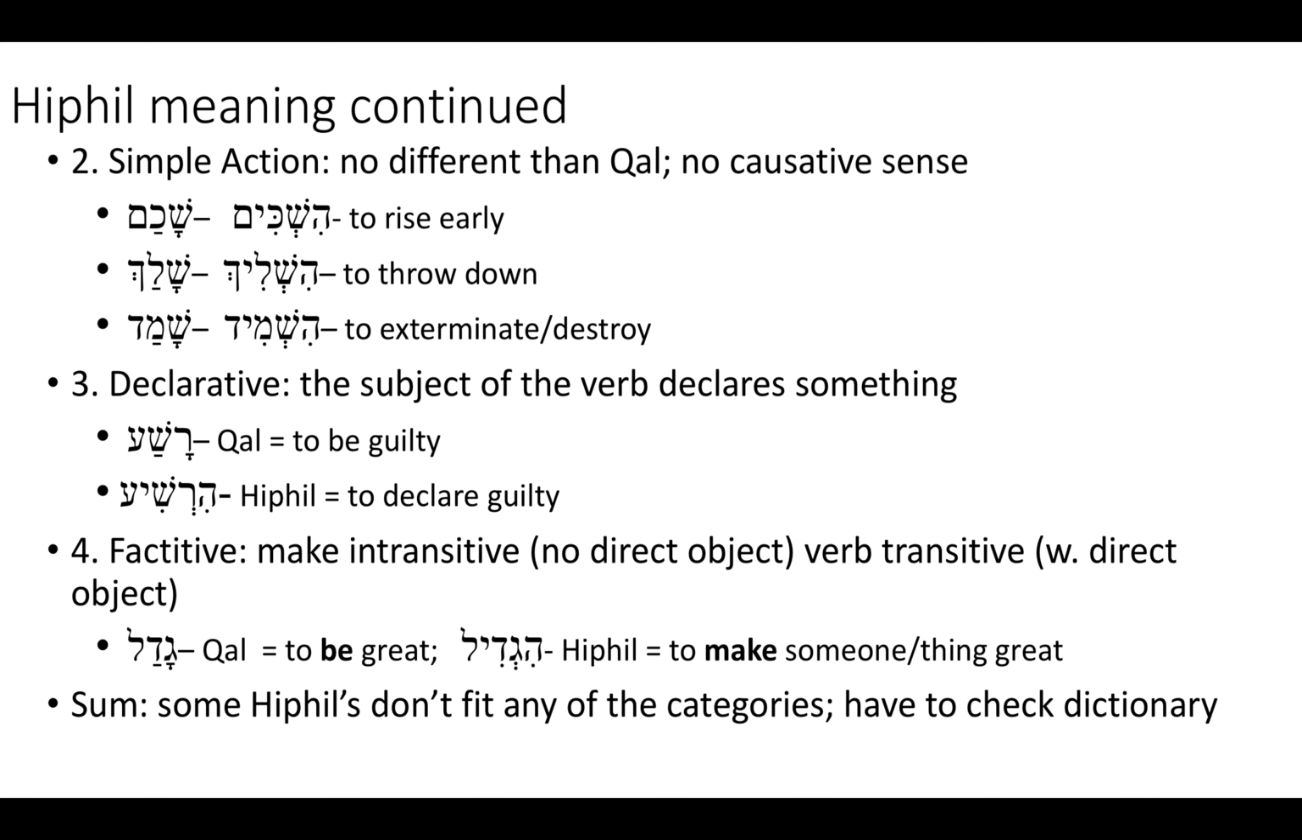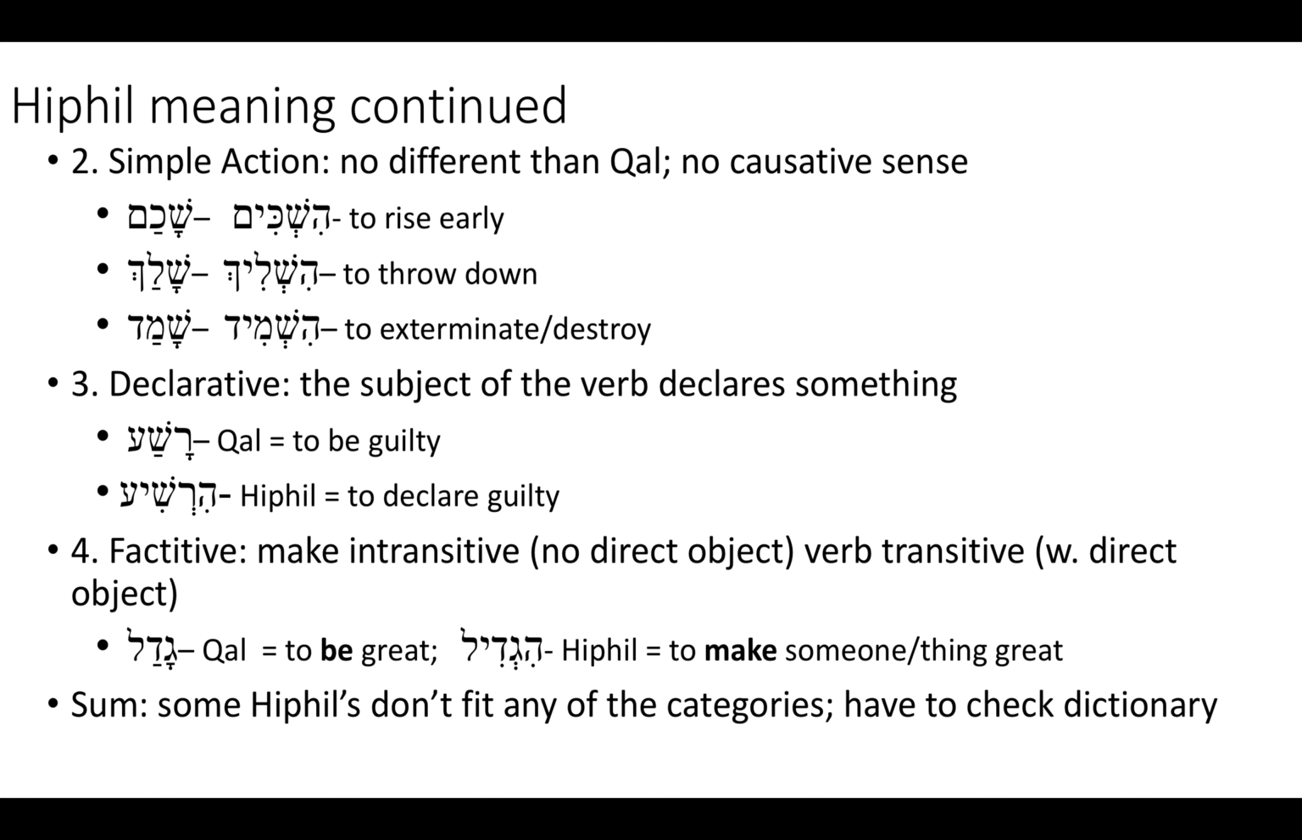So shakam in Kal becomes hishkim in Hiphil, and this just means to rise early. So in that translation, there's not really a causative sense that we would have in some of the other Hiphil verbs. Also with shalak, which means to throw, in Hiphil becomes hishlik, to throw down. And then shamad in the Kal means to destroy. In Hiphil, hishmid is also to exterminate or destroy. So in these forms, we call them just simple action. There's not the causative sense that we see in the other Hiphil forms.